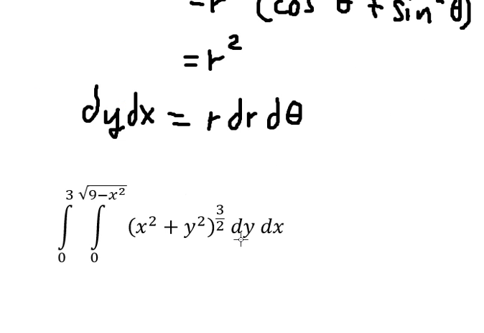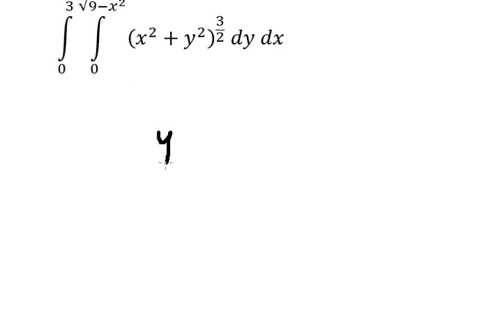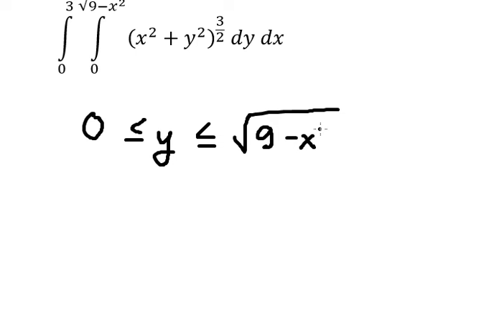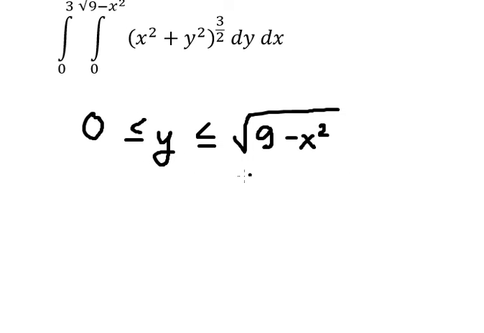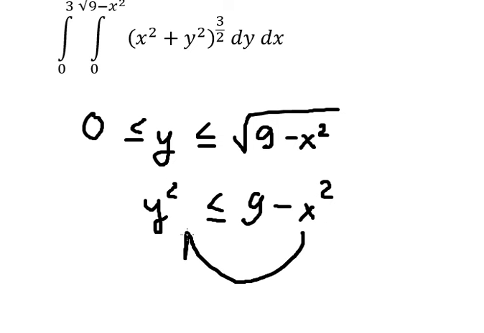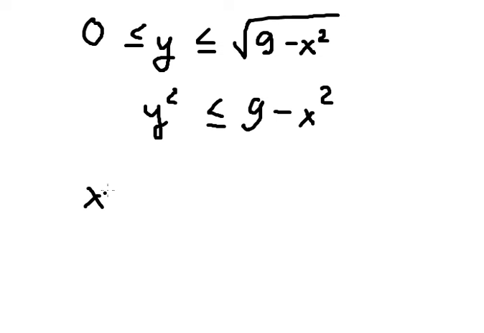We see that we have dy. That means y is between number 0 and the square root of 9 minus x squared. So we need to consider this one. We put the power 2 on both sides, and we have it like this. Now we put this one to the left.